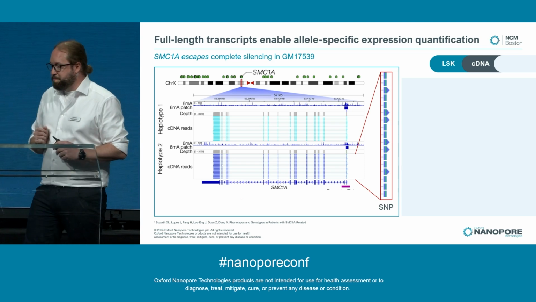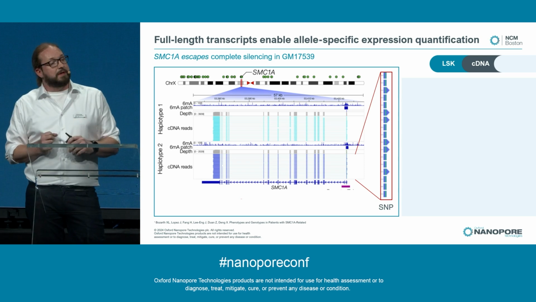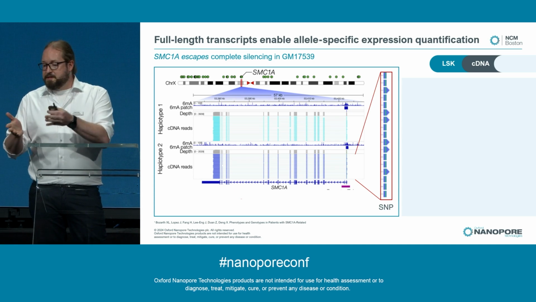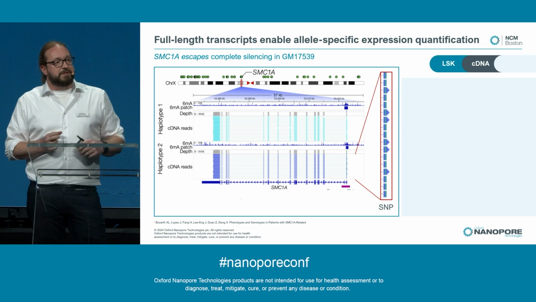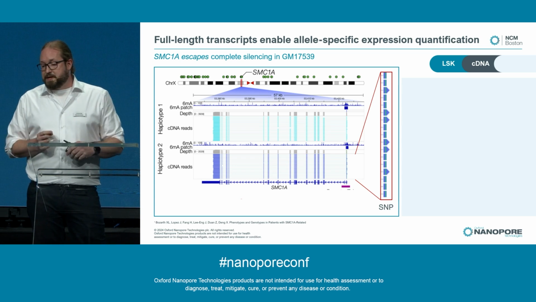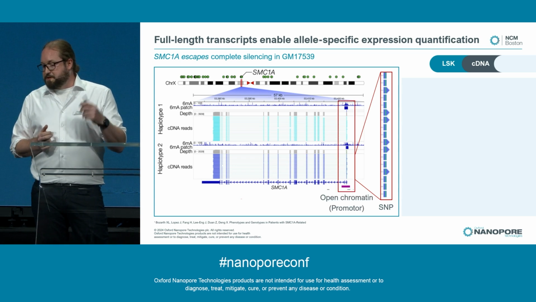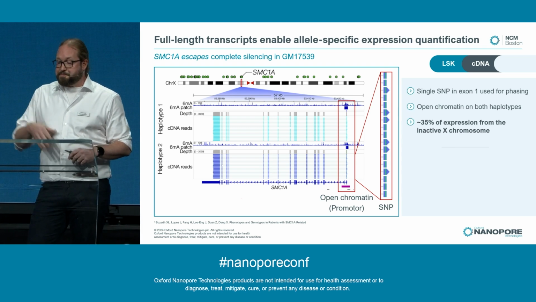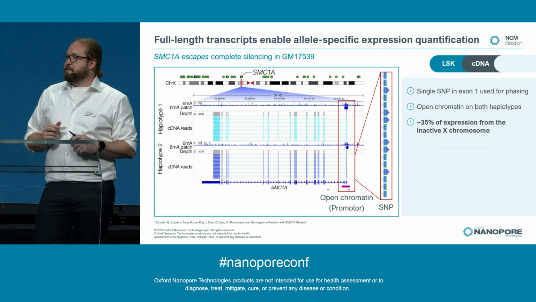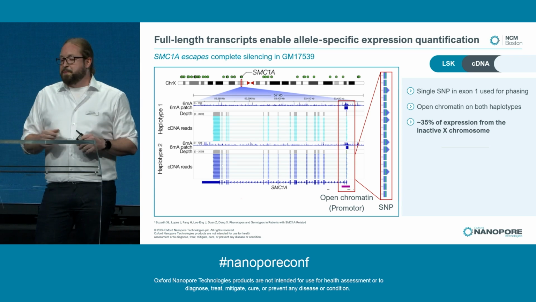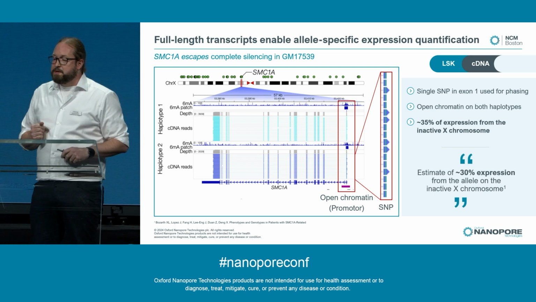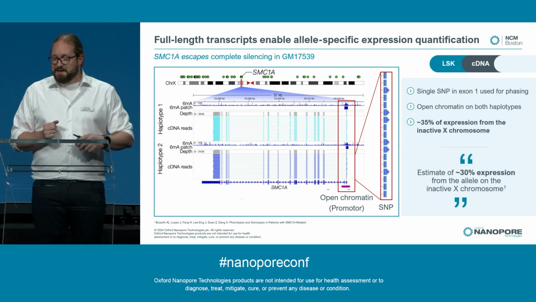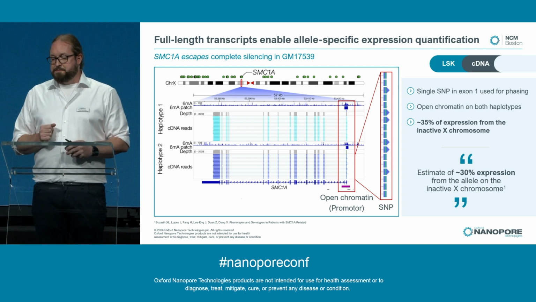Here you have this one SNP in the first exon, and that SNP allows us to phase the reads and assess allele-specific expression. This shows us that indeed both haplotypes, both copies of these genes, are expressed, and so the gene escapes X inactivation in this sample. And again, just to point it out, it nicely aligns with our open chromatin signal in the promoter. And if we try to assess how much of the expression stems from the inactivated allele, we roughly get 35%, and that also nicely matches what's known in the literature. So that was a really nice confirmation as well.